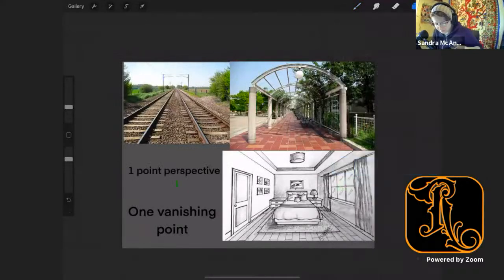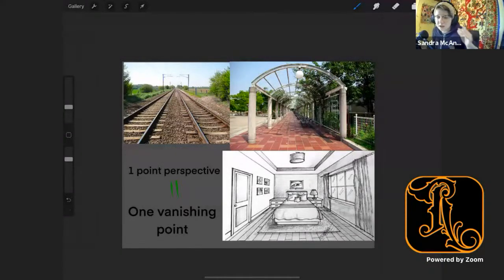Continuing on. One-point perspective. This is when we can start to get a little confused. One-point perspective is the way that a lot of people start drawing. You see kids, they draw their house, tree, maybe mom and dad outside, all in pretty much one-point perspective. That's with one vanishing point. One point, one vanishing point. That's what it means.